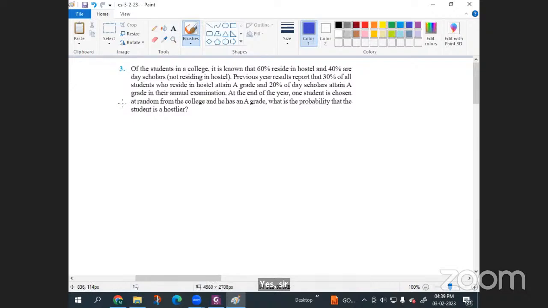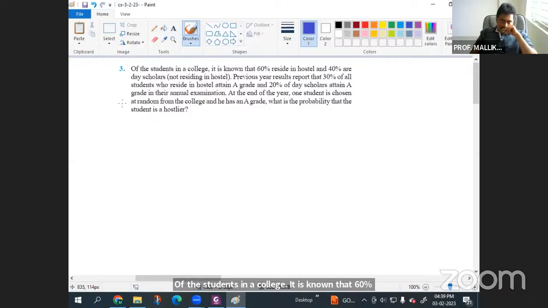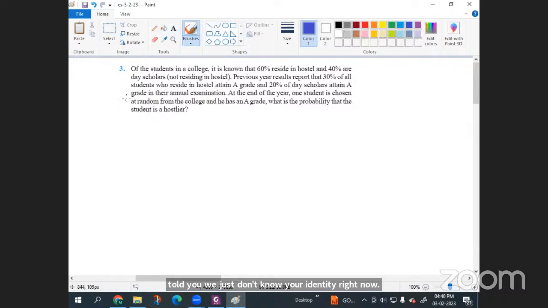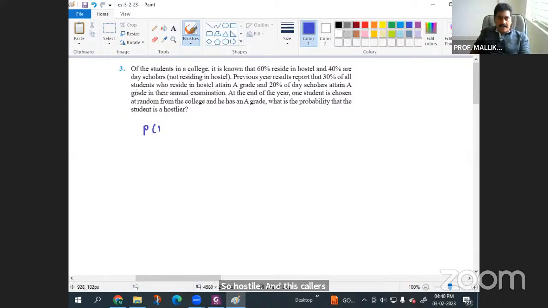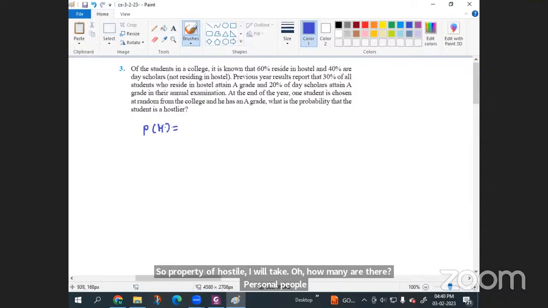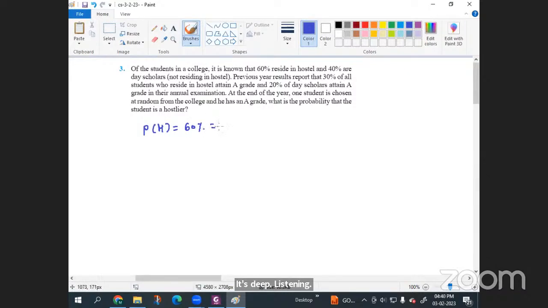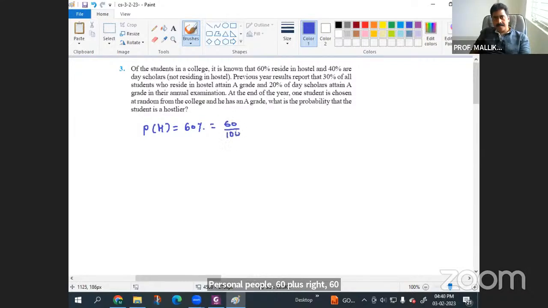Of the students in a college, it is known that 60% reside in hostel and 40% are day scholars. Now in a college, minimum 2 things must be given, I told you. Which are they? You identified them: hostel and day scholars. So probability of hostel I will take. How many hostel people are there? 60%, 60 by 100. Don't cancel and all. You just keep it as it is. Simplification becomes easy for us.